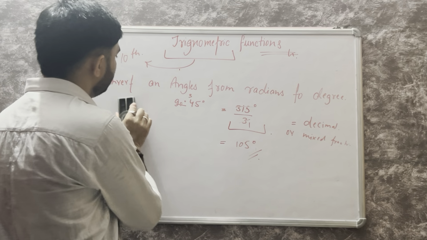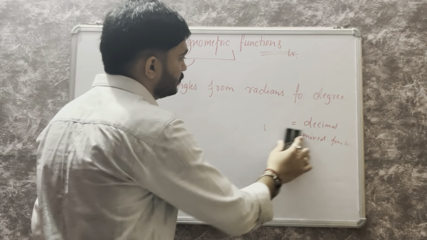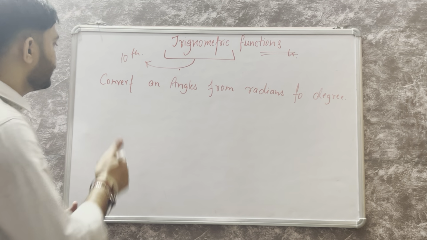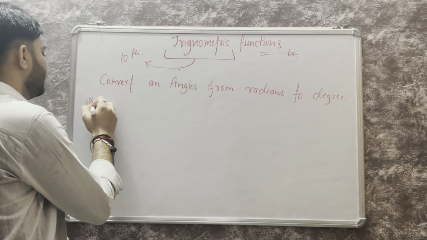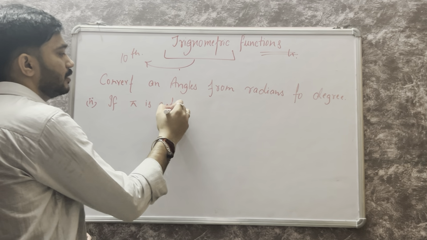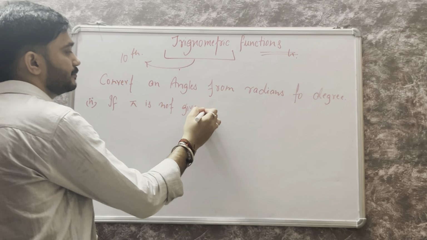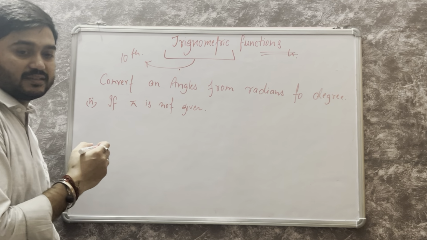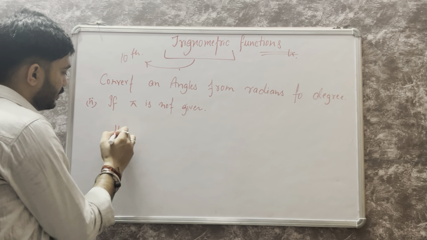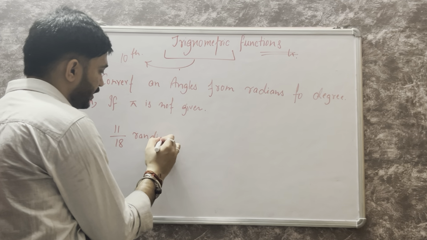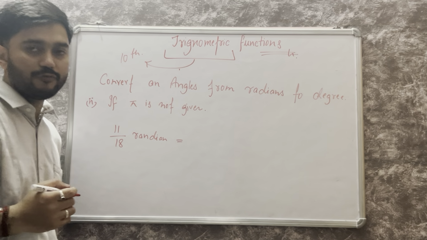Since we have done the first type of question, we are going to jump to the second type, that is, if pi is not given in the question. For example, if we have to convert 11 by 18 radians into degrees, how are we going to do so?